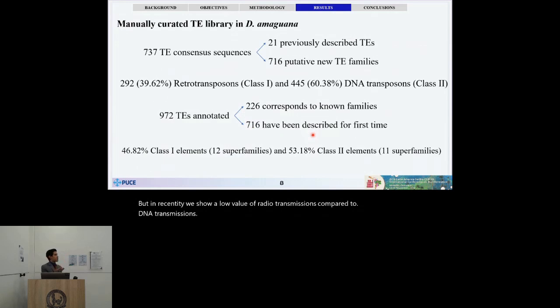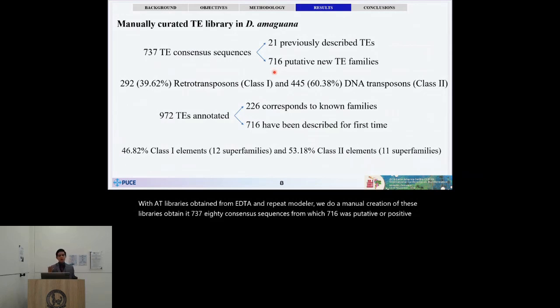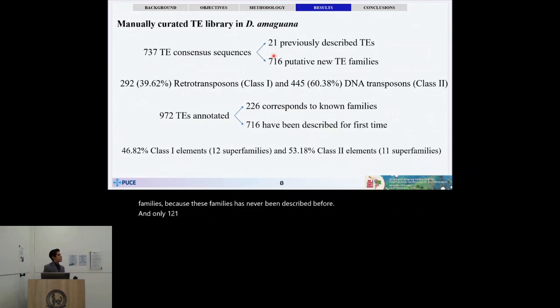With the TE libraries obtained from EDTA and RepeatModeler, we did a manual curation of these libraries, obtaining 737 TE consensus sequences, from which 716 were putative new TE families, because these families have never been described before, and only 21 TE sequences have been described previously in other Drosophila species. This shows a percentage of 39% retrotransposons and 60% DNA transposons.